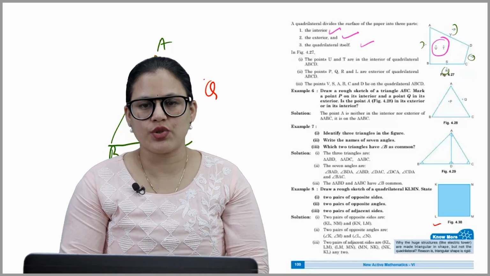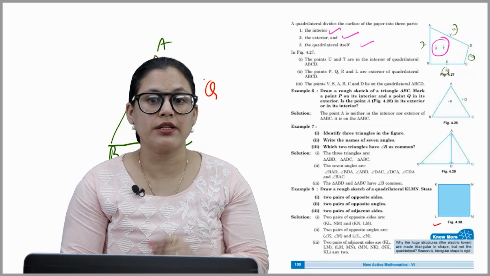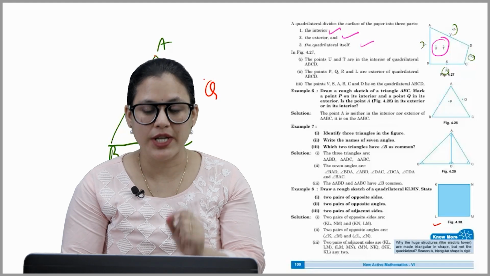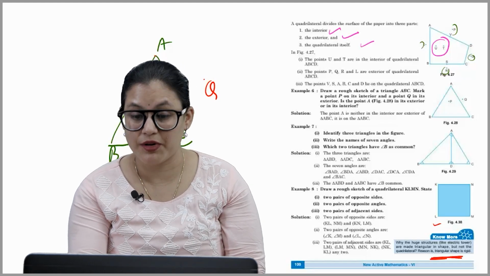Why are huge structures like electric towers made triangular in shape but not quadrilateral? Reason is triangular shape is rigid. Okay, remember that.